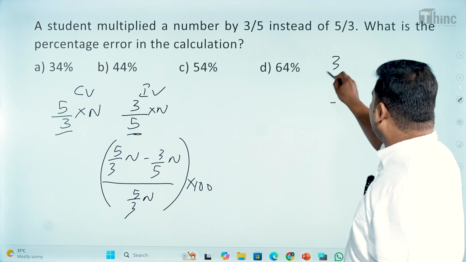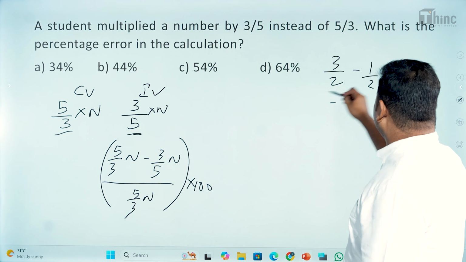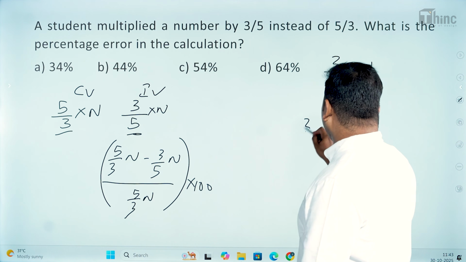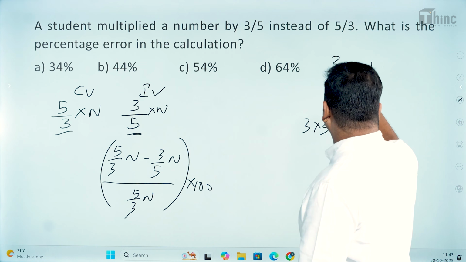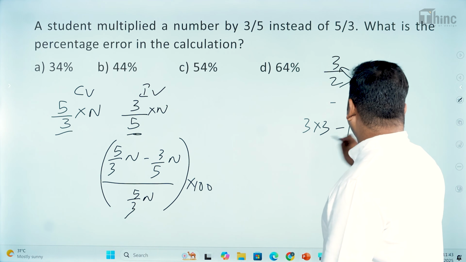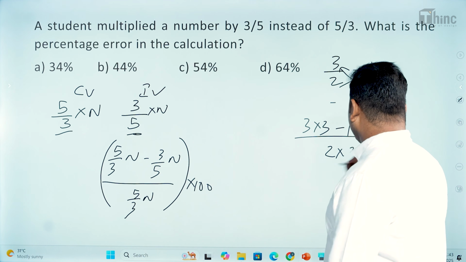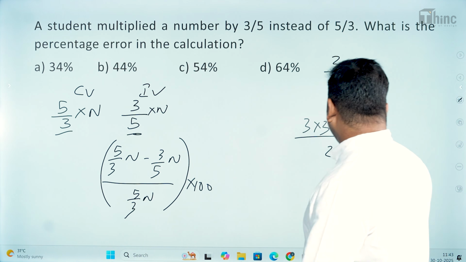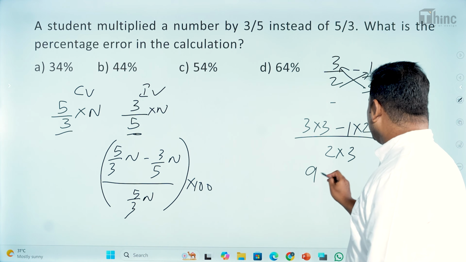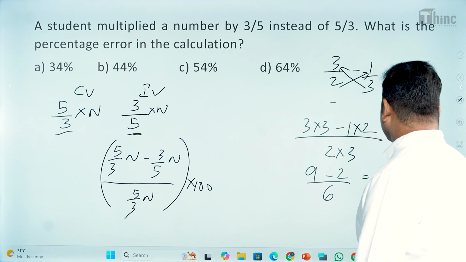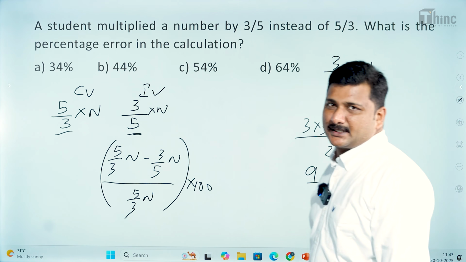So let's say I'm doing 3 by 2 minus 1 by 3. How can we actually do it? We can cross multiply. So 3 into 3, we can cross multiply to this side. 3 into 3 minus, we can cross multiply to this side, 1 into 2, all divided by 2 into 3, right? So this is how we can actually cross multiply. When you do this, we'll get 9 minus 2 divided by 6, which is nothing but 7 by 6. This is how we actually subtract the fractions, right?